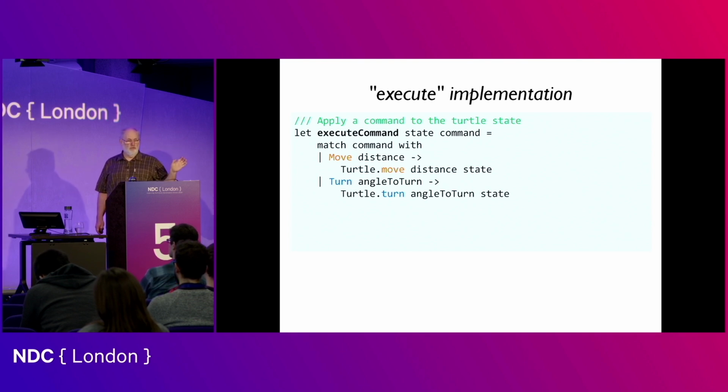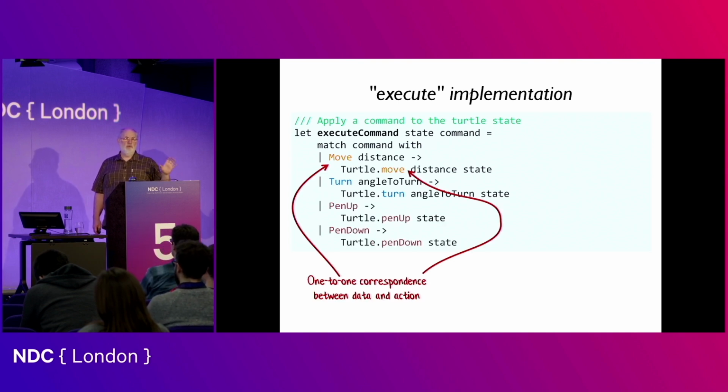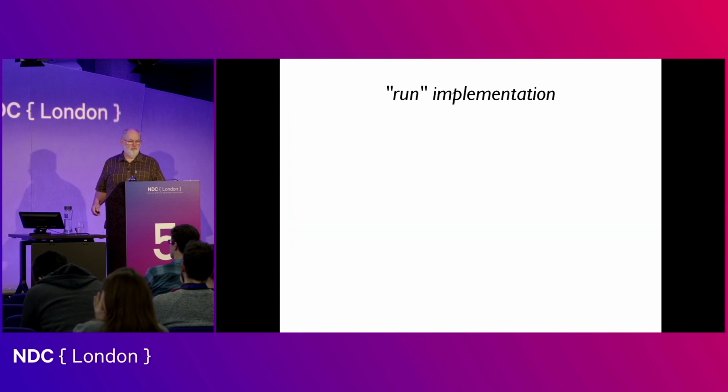So if I get a move, I call the turtle move. And if I get a turn, I call the turn function and so on. So this is a one-to-one correspondence between the data structure and the list of functions. And it's really common, back and forth between functions to data and then data to functions. Very common trick. So there you go. They're literally paired up, designed to be exactly the same.